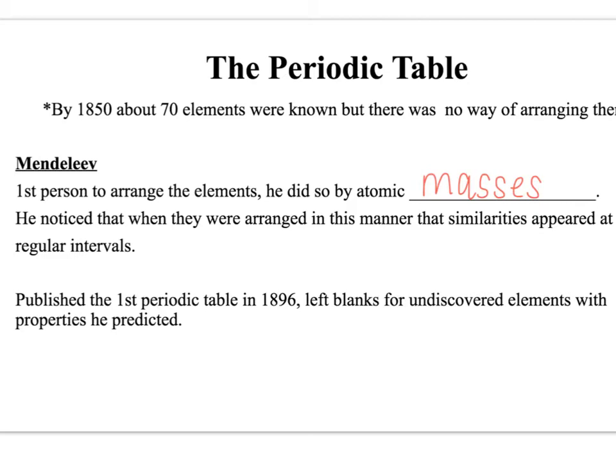And so, like I said, he was the first one. He published his first table in 1896, and I believe that's a typo in your notes, so make sure you change that. It was 1896. And what he did, which was kind of cool, is he left blanks in his periodic table for undiscovered elements, and he predicted the properties that they would have. And in many cases, he was actually right. But the problem with the way his table was arranged was that when he arranged them by masses, there were some gaps that didn't line up correctly. So for many years, this was the table that a lot of scientists used until a better one came along.